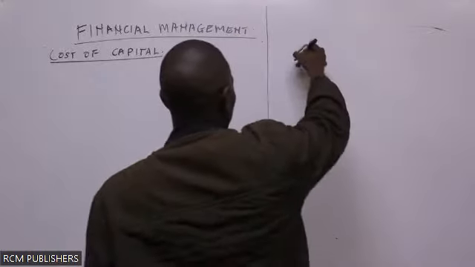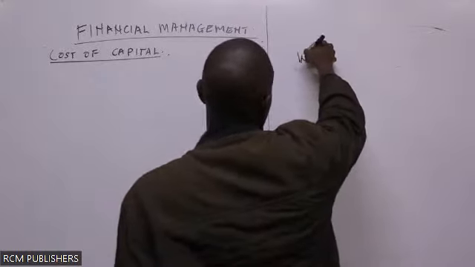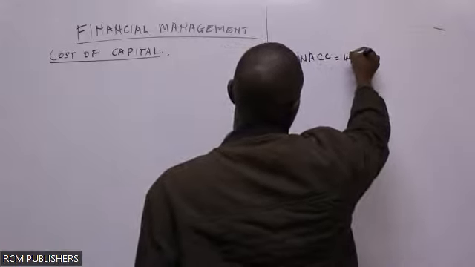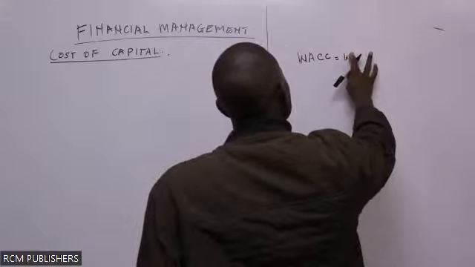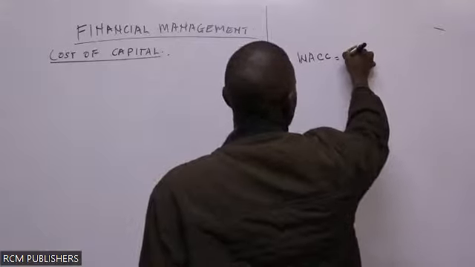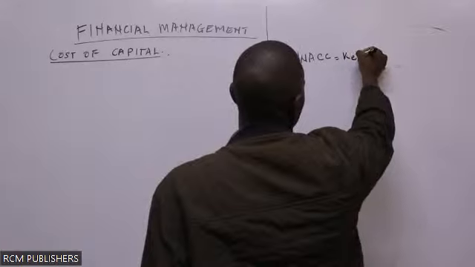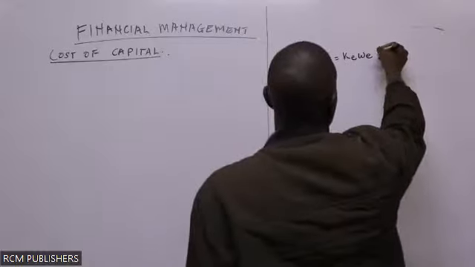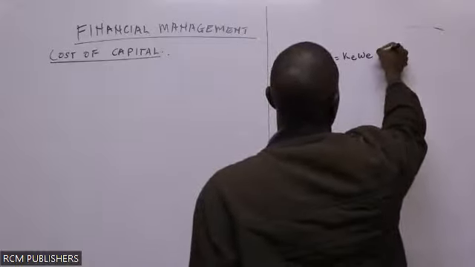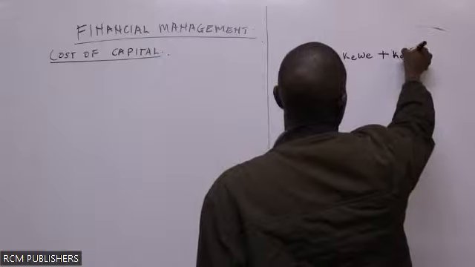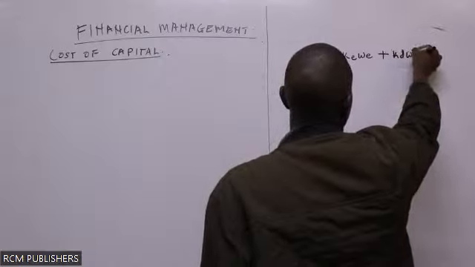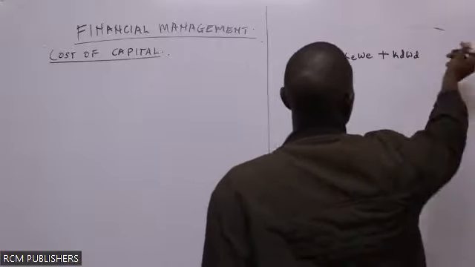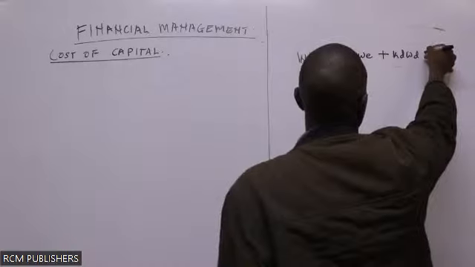Average cost of capital. I need cost of equity, Ke times the rate of... Do we have anything else? Yeah, you can add the cost of preference shares.